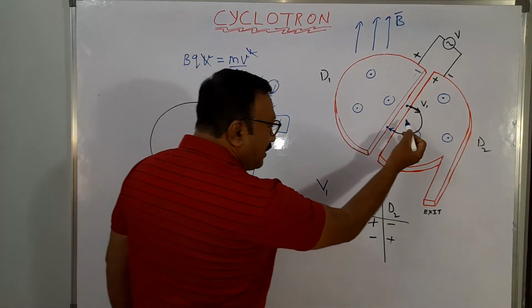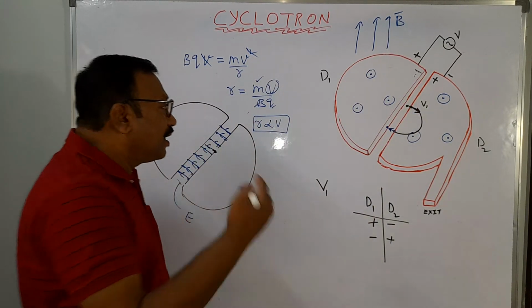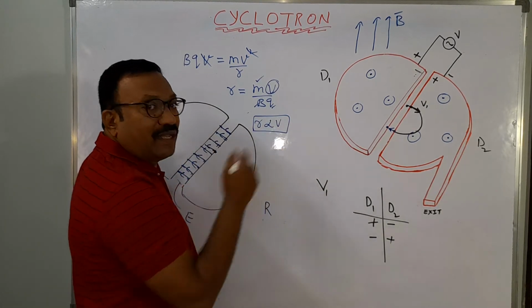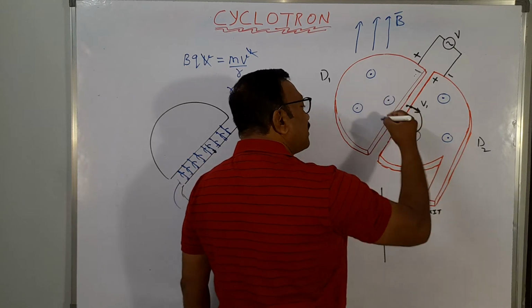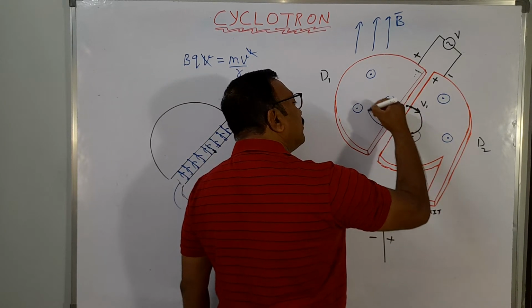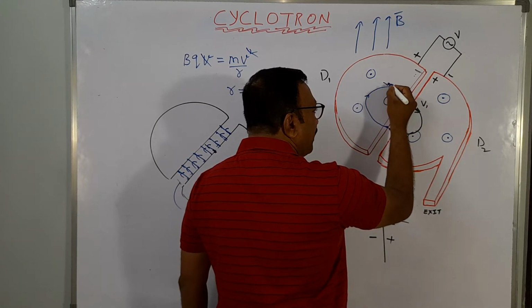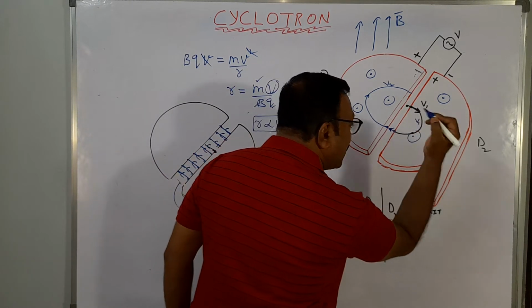Now in the previous case, let us say this is radius r1 when velocity was v1. Now when velocity is increased to v2, the radius will be r2. So it will be traveling with a greater radius inside this magnetic field like this. Here you are maintaining a velocity v2. Here you are maintaining velocity v1.